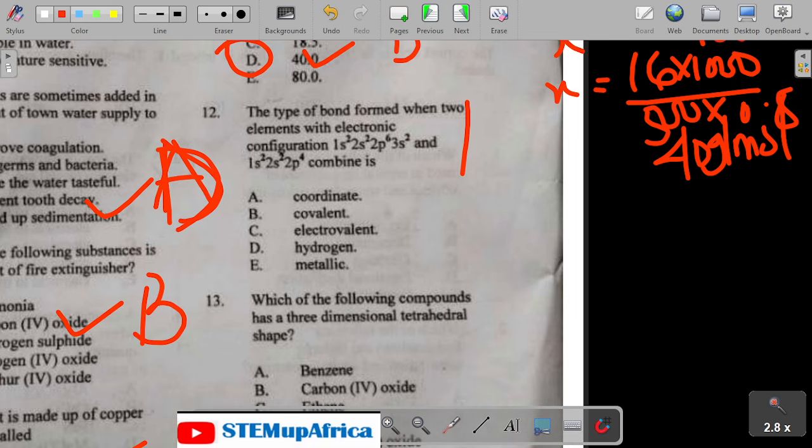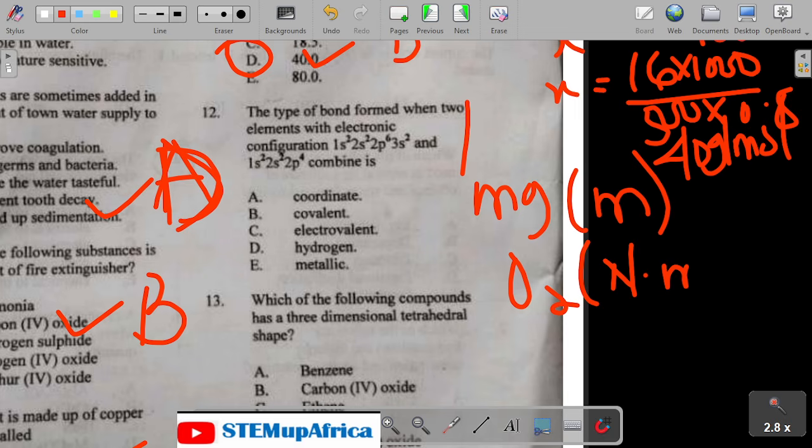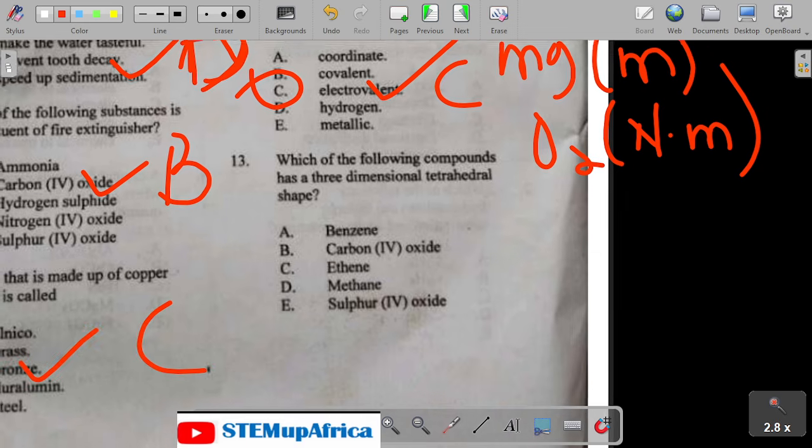Let's look at number 12. The question says, what type of bond exists between the elements with electronic configuration 1s2, 2s2, 2p6, 3s2 and 2, 6? The first element is magnesium, which is a metal, and 2, 6, that is 8, which is oxygen, which is a non-metal. So when a metal and a non-metal combine, we have an electrovalent bond, also called the ionic bond.